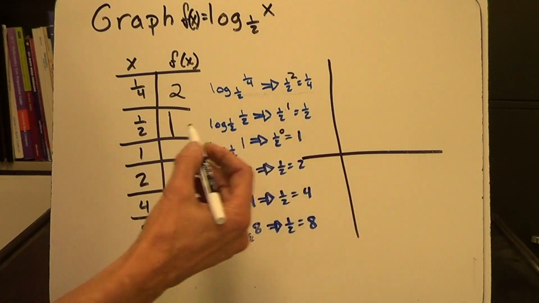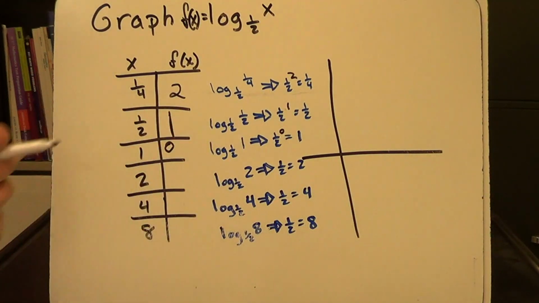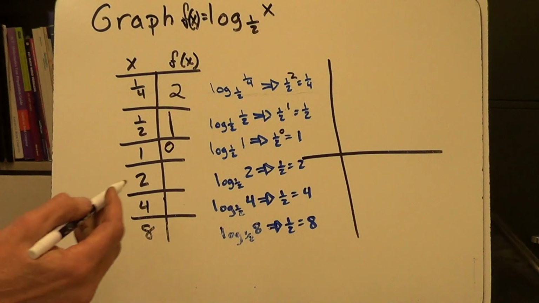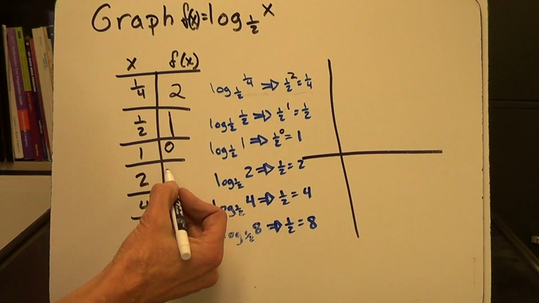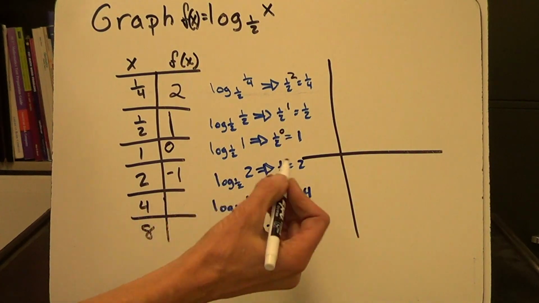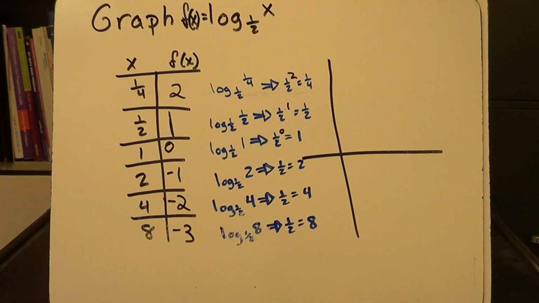1/2 to the 0th is 1. Anytime you have an answer of 1 in a log, or not an answer, but an x value of 1 in the log, then it's going to be 0. The 1/2 would have to flip up, so we know we're at a -1, -2, -3. Please write those down. Pause this, write those down, and think through them.